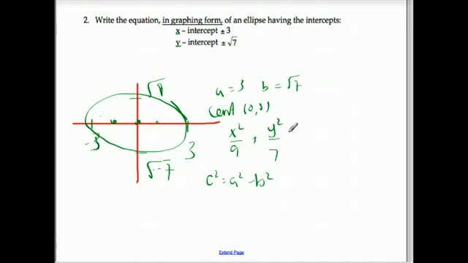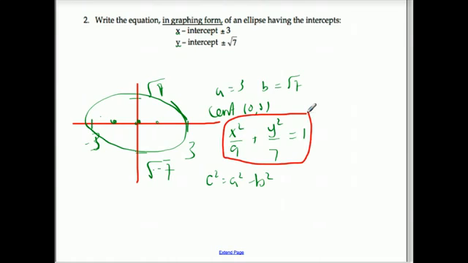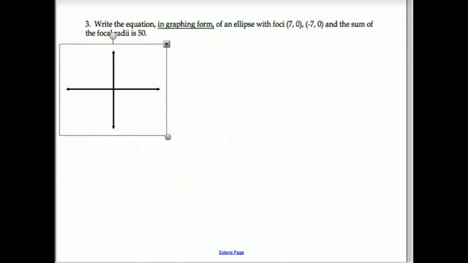And then we have to set that equal to 1. So there is our final form of our equation for the ellipse. All right, now this next one's a little bit more intense. There's a lot more going on with this one.